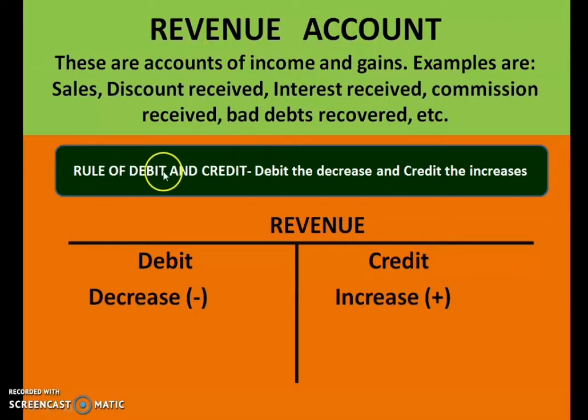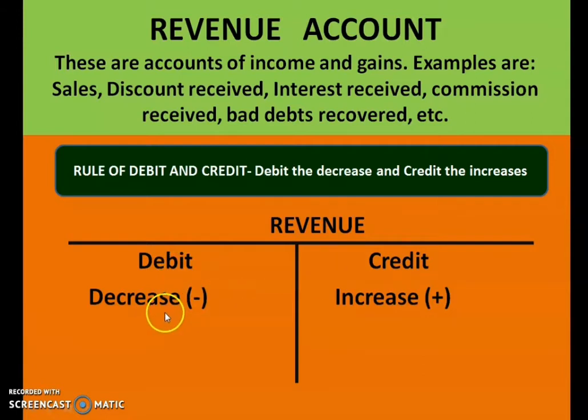Now, what is the rule of debit and credit with revenue account? Debit the decrease and credit the increase. So if your income is decreasing, you have to debit it. If your income is increasing, you have to credit it. Okay, remember children, if your income or gain is decreasing, you have to debit it, and if your income or gain is increasing, you have to credit it. So this is the revenue account. It is the same as liability or capital account. The rule of liability, capital and revenue is the same.